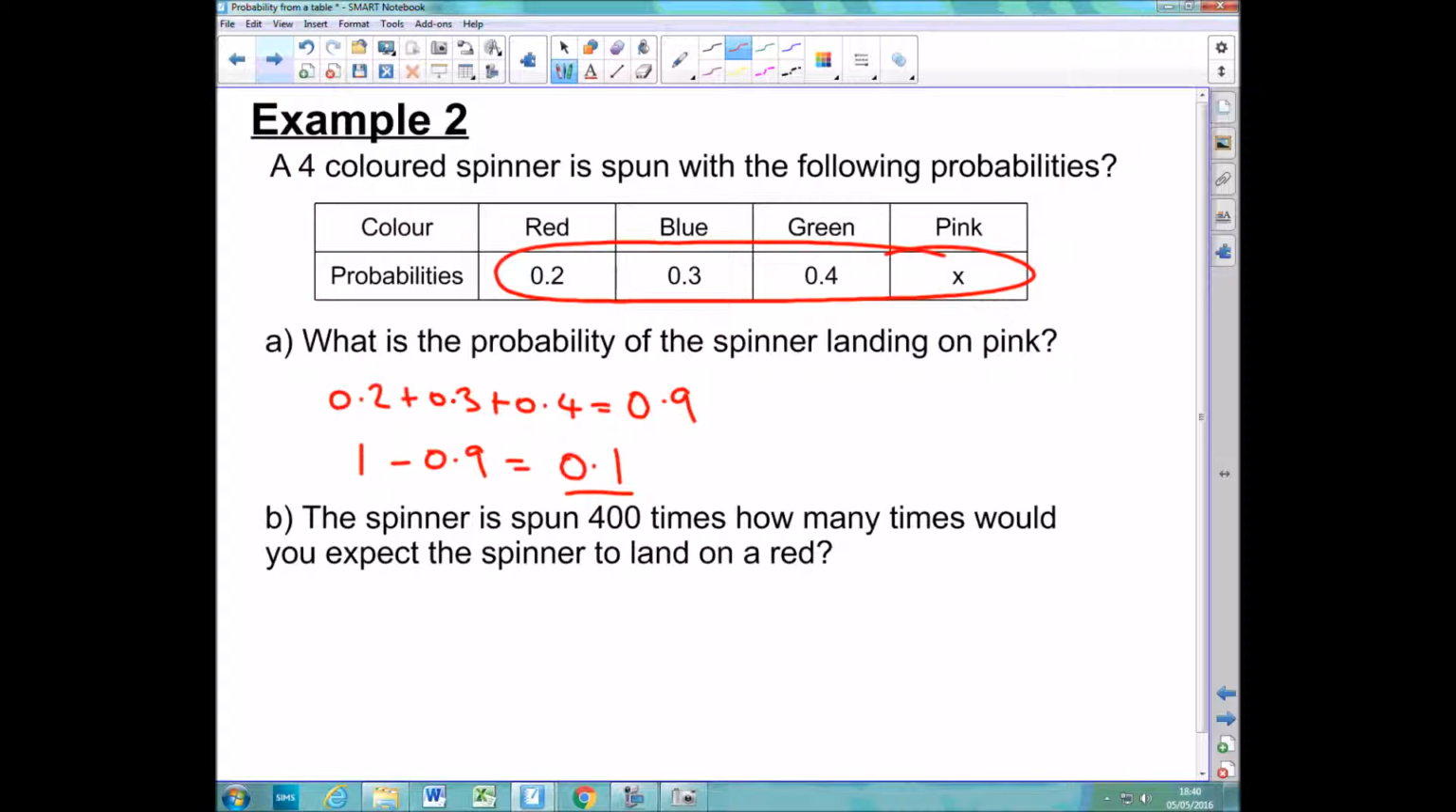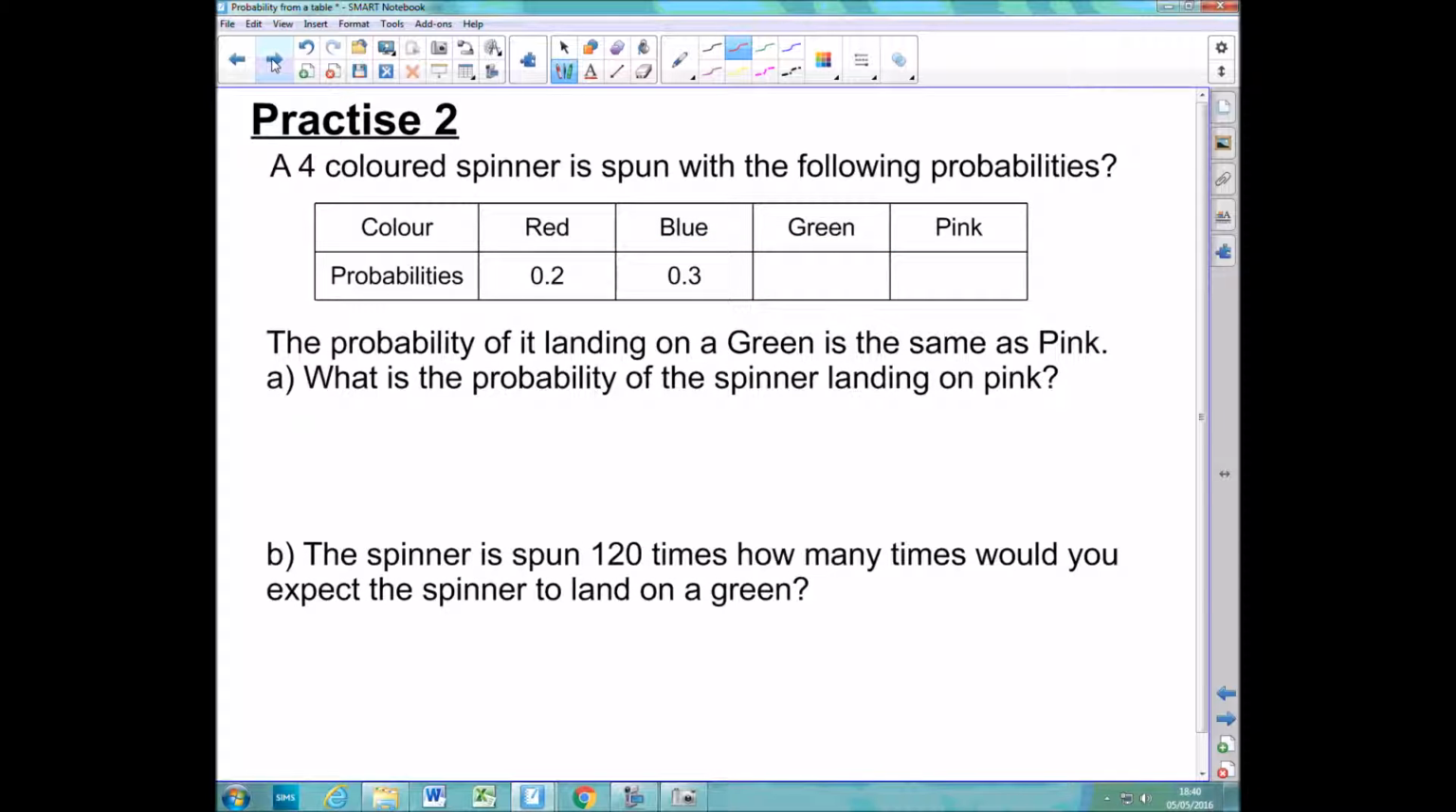Now we're asked a very similar question to what we had in the first example. The spinner is spun 400 times. How many times would you expect the spinner to land on a red? Well, the probability of a red is 0.2. We're spinning it 400 times. So 0.2 times 400 is 80.